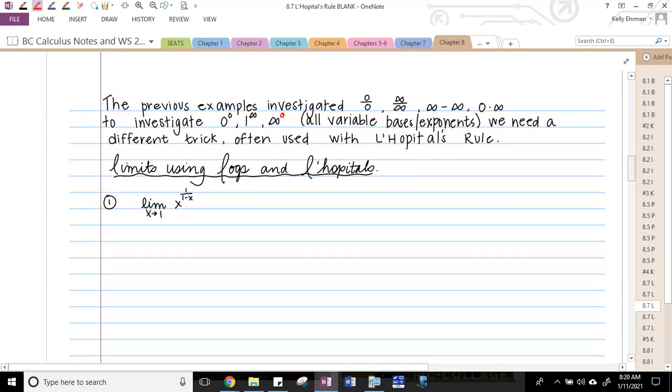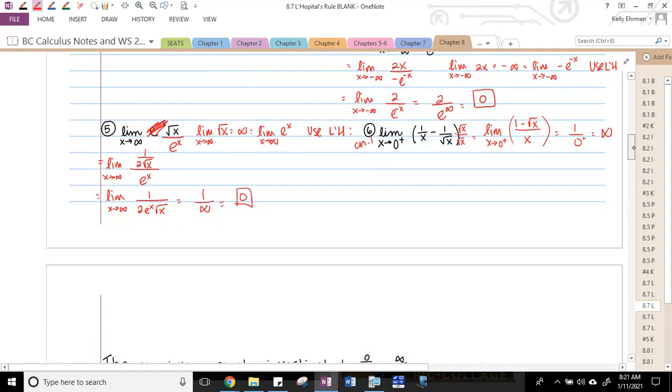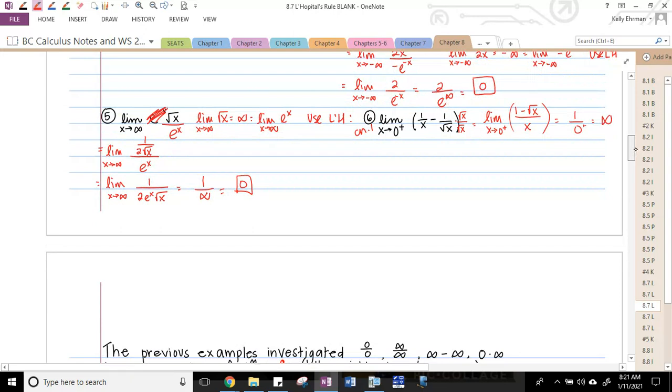So all of those examples were examples of mostly 0 over 0, infinity over infinity. The last one could have been infinity minus infinity had I not worked on it right away. And a 0 times infinity, we could have done that with number 5. But again, I manipulated it right away.